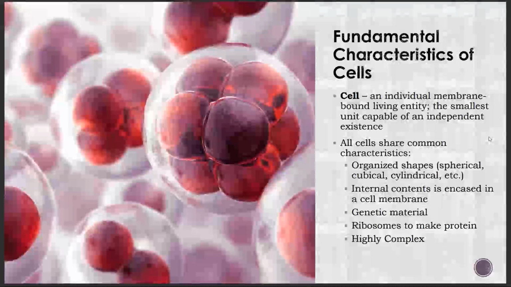All cells have genetic material. They're going to have DNA that is their blueprint of what proteins and RNAs they're going to make, what metabolism they're going to do. They have that at their core. They will all have ribosomes, the little machines that are going to make their proteins. And even the simplest cells are highly complex entities.